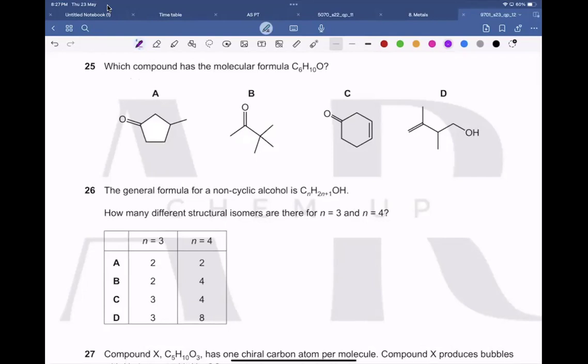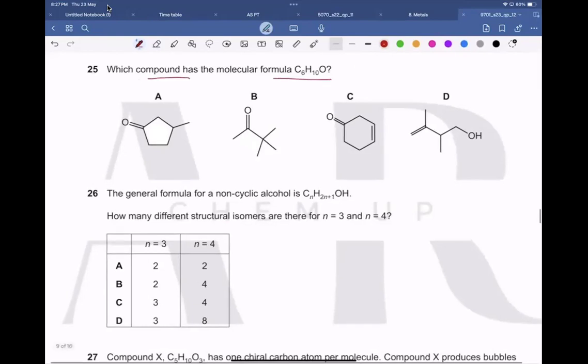Okay, 25. Which compound has the molecular formula of C6H10O? So C6. If you see over here, there are two hydrogens, two hydrogens, two hydrogens, one hydrogen, and three hydrogens. So there are six carbons. If you count the hydrogens, 4, 5, 6, 7, 8, 9, 10. 10 hydrogens and one oxygen.